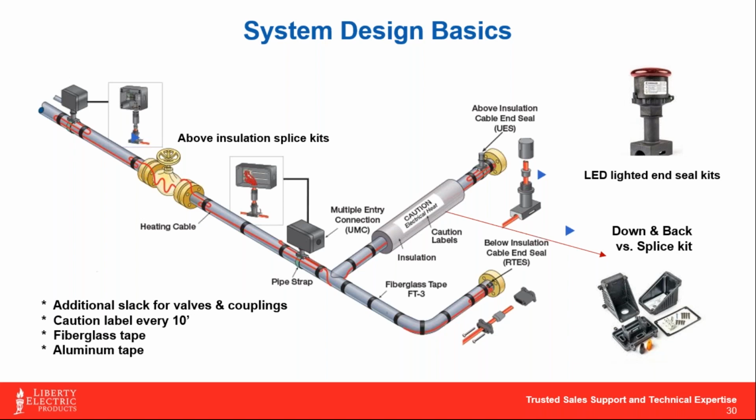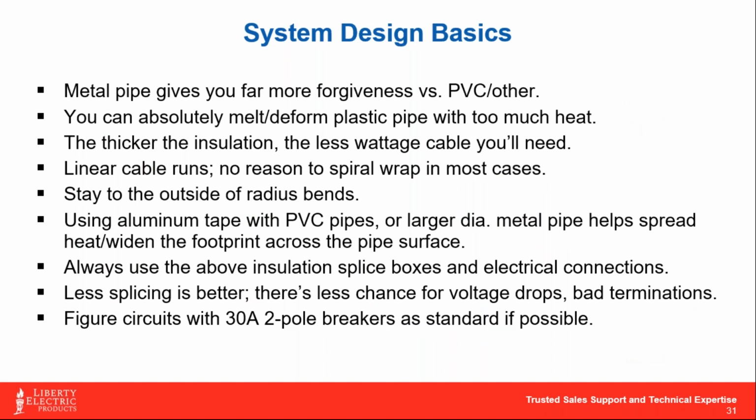Now, aluminum tape is a real good product to use to help dissipate some heat across the surface or the skin of the pipe. That really comes into play when we're talking about big diameter pipes, things like that. And then of course, we've got things like lighted end seal kits, so you can ensure that your system is running, even if it's a single circuit controller and you don't want to pay for a multi-$1,000 control panel to know whether or not your heat trace circuit is operating or not.